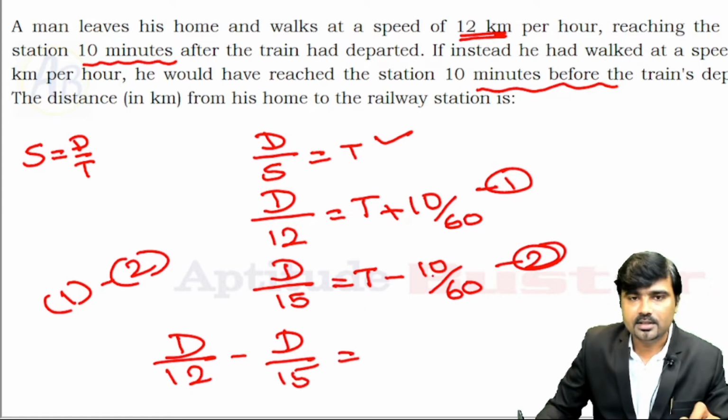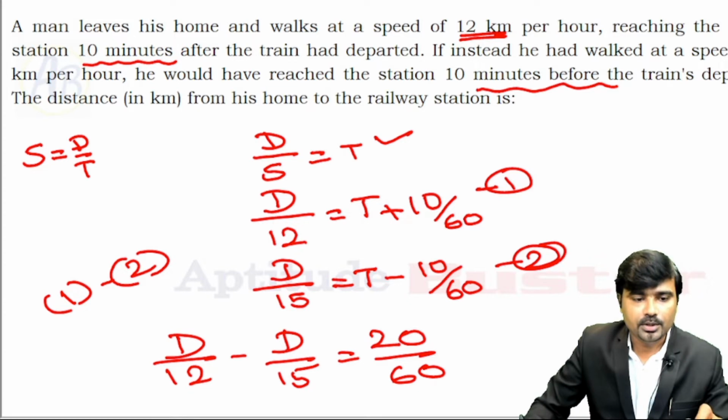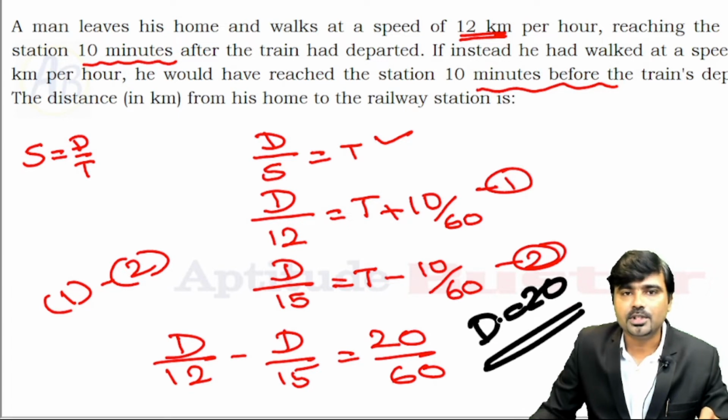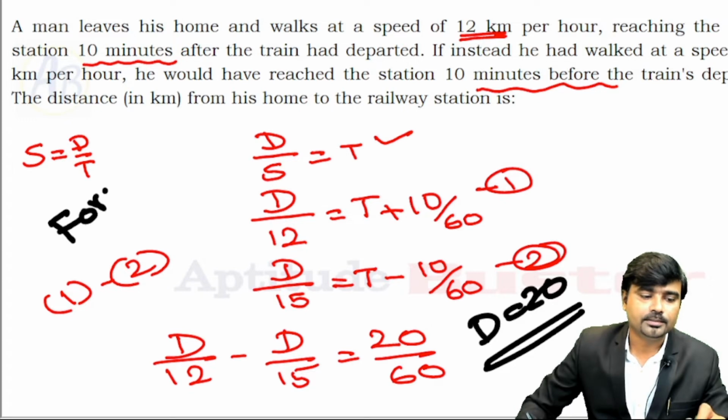So this is 10, this is 10. So 20 divided by 60. So once you solve this one, you get d as 20. D is equal to 20. Answer for this question is 20 kilometers. This is based on the formula.